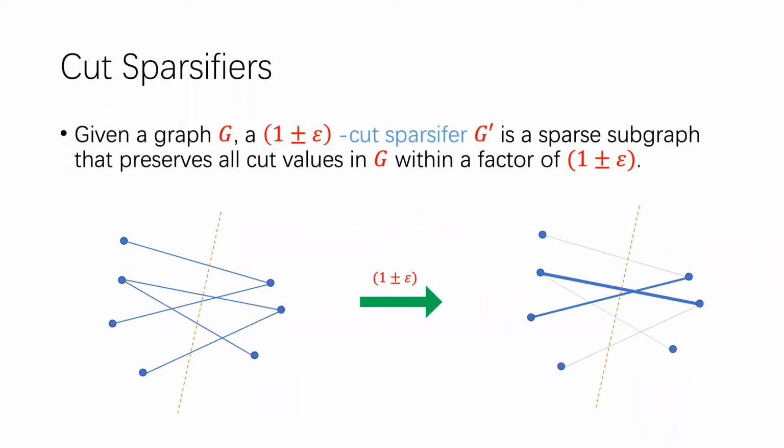For example, look at the picture below. In the original graph, there are 5 edges of weight 1 crossing the cut, but in the sparsifier, there is an edge of weight 2 and an edge of weight 3, and other edges didn't appear in the sparsifier. The cut size in both graphs is 5, so the cut size is preserved.